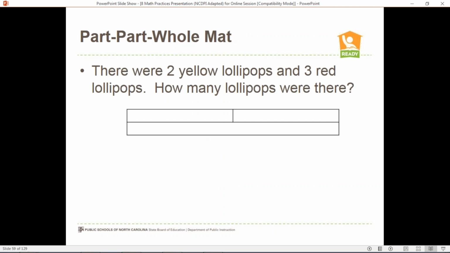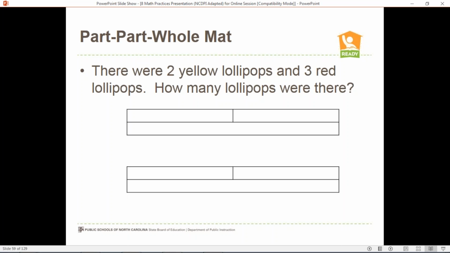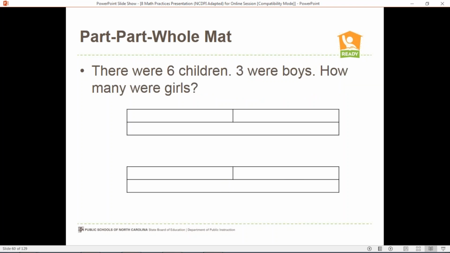Thinking about part whole mats, kind of a version of a Singapore math strategy or a bar diagram strategy, right? 2 yellow lollipops and 3 red lollipops, right? We can draw that out. There's our 2 yellows and our 3 reds. And then what does that give us, right? Where is that going to come out? There are 6 children. 3 of them happen to be boys. How many of them are girls? Well, now I've got the total, right? So I've got 6 children. 3 of them are boys. Well, now I've got to figure out that part, right?